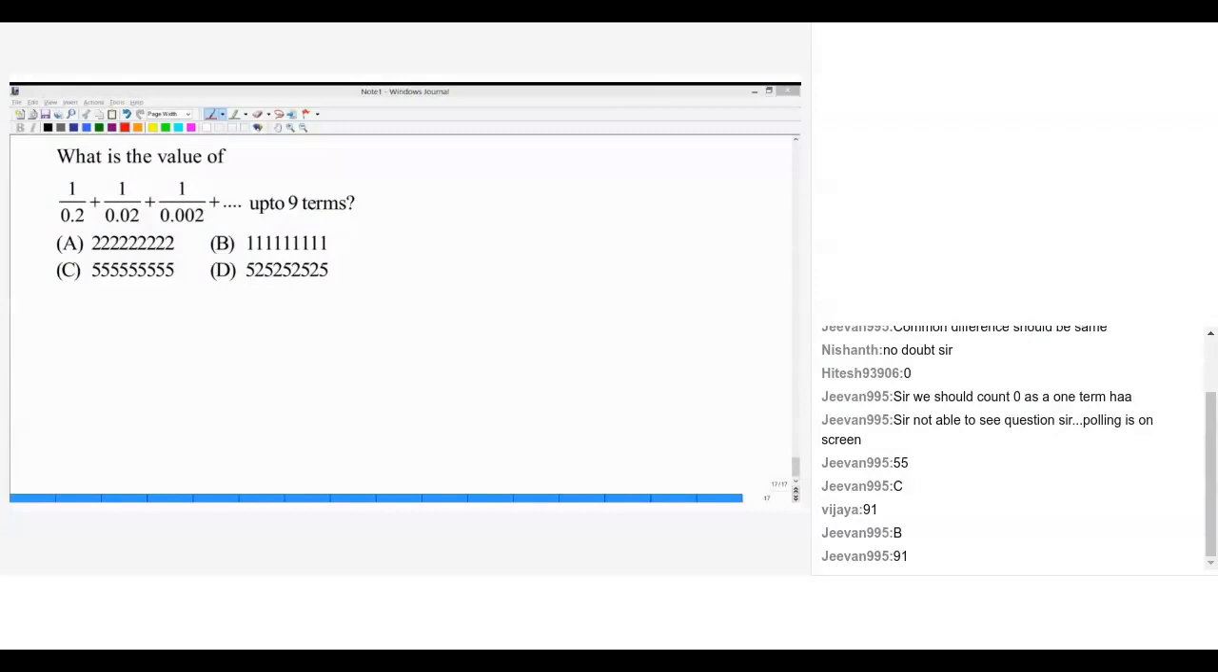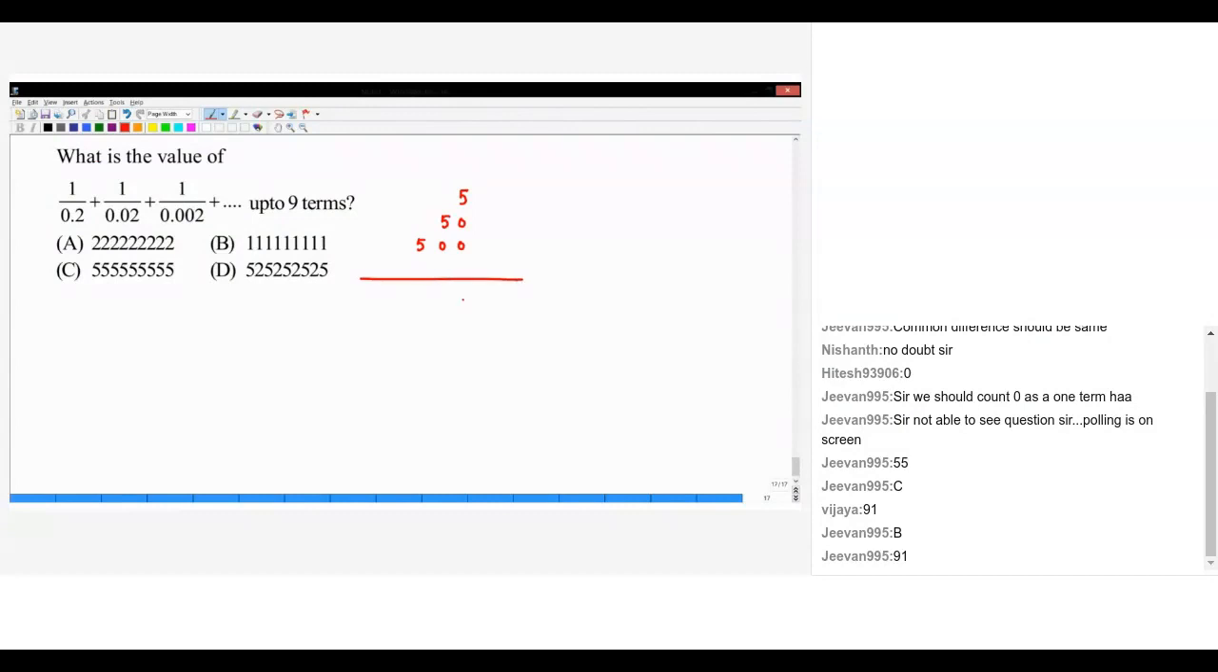So what is the first one? 10 by 2 is fine. Second one, 100 by 2 is 50. Third one, 1000 by 2 is 500. It goes on like this. So 9 terms means you'll get 9 fives. That's an easy thing to solve actually.